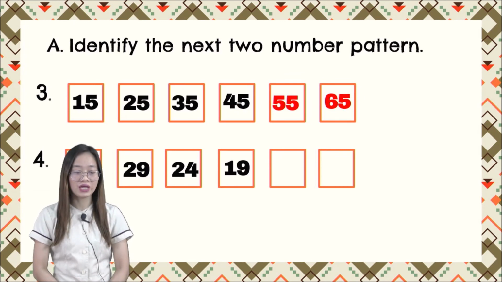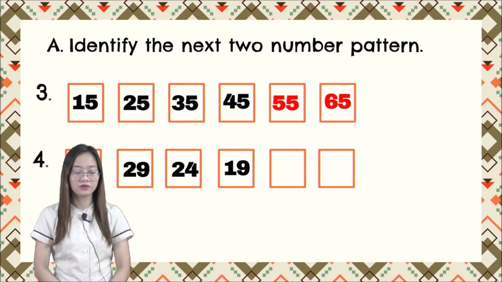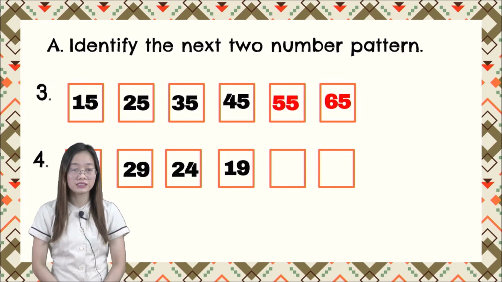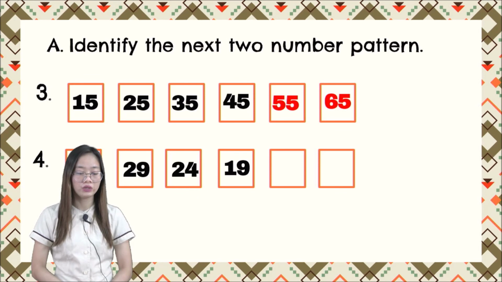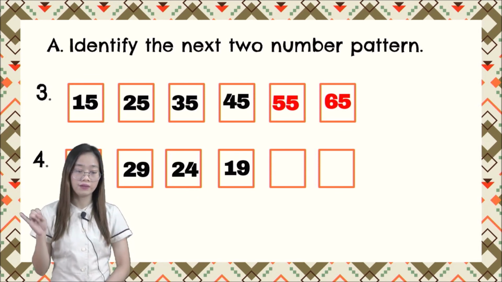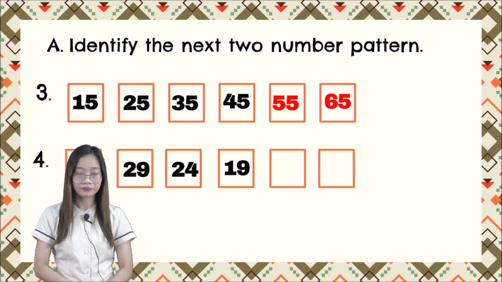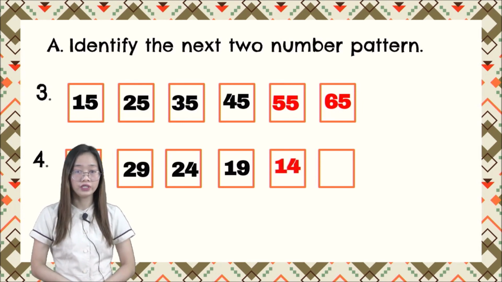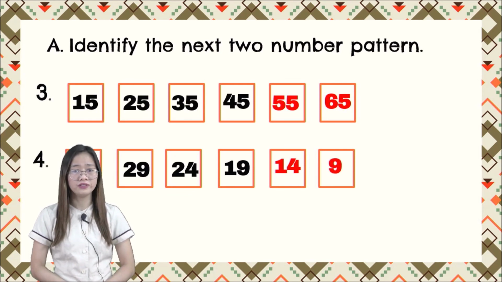Now let's have the number 4. For number 4, we have 34, 29, 24, and 19. As you can see, the given is decreasing. So we need to subtract to find the next pattern. As you can see, 34 and 29. 34, 35, 36, 37, 38, and 39. So we need to subtract 5 to get the next pattern. So 19 remove 5, 14. And then 14 remove 5, 9. Do you understand?